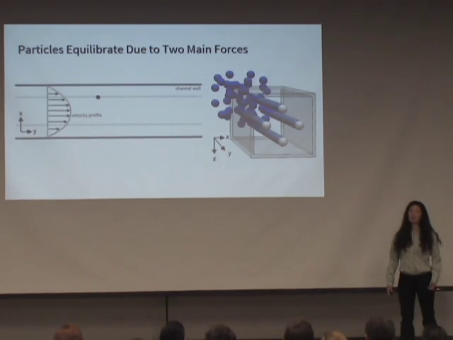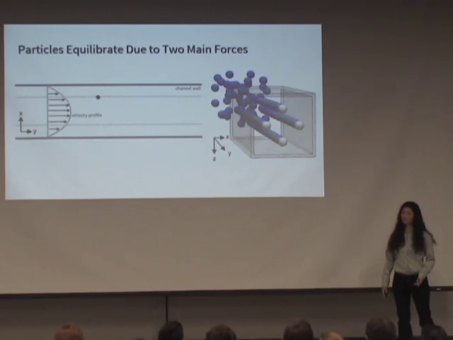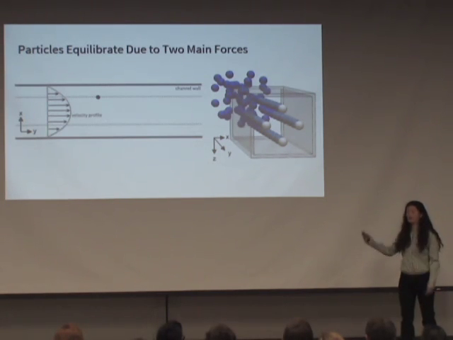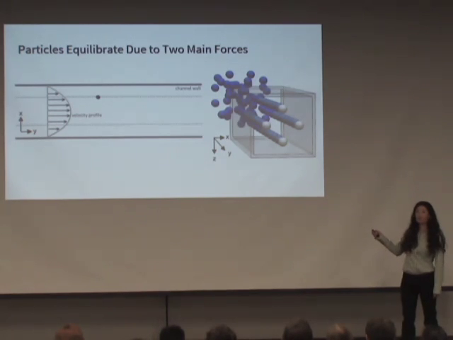Inertial focusing is what happens when you start with a random distribution of particles and they focus as they get run across the channel, as seen in the diagram on the right. And in a square channel, we get four equilibrium positions. The diagram on the left shows a top-down view of the one on the right, where these two equilibrium positions are the same as these two.